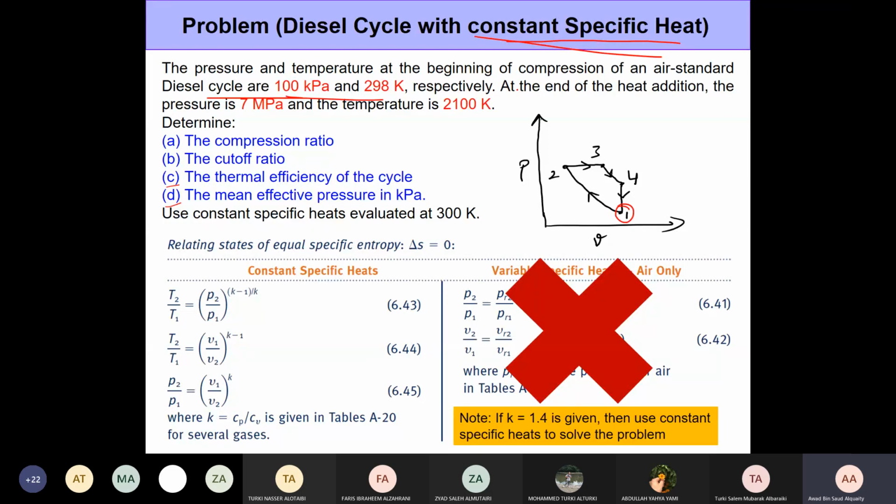We have also been told that the pressure and temperature at the end of heat addition are 7 MPa and 2100 Kelvin. So the heat addition happens during the process 2 to 3. So T3 and P3 are also given, in addition to T1 and P1. Now, as you can imagine, if you want to understand this question and start solving it, it's very important to be able to draw the PV diagram. So this is something that you should know and you should be able to draw. Without this, you will not be able to solve the problem.